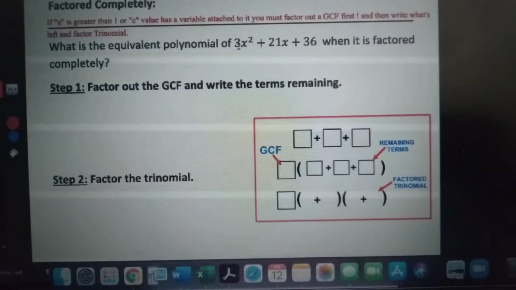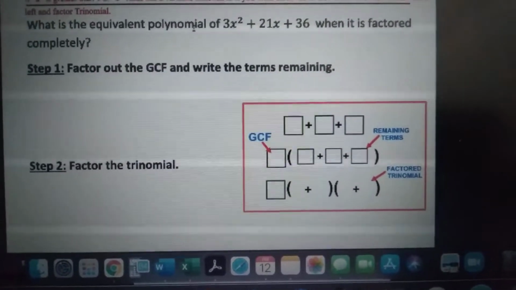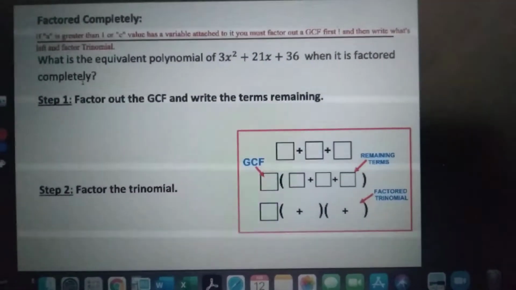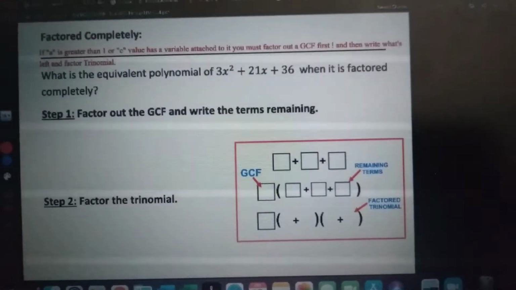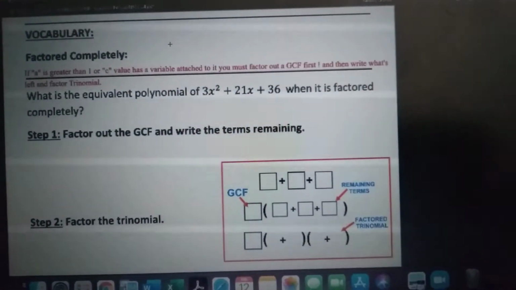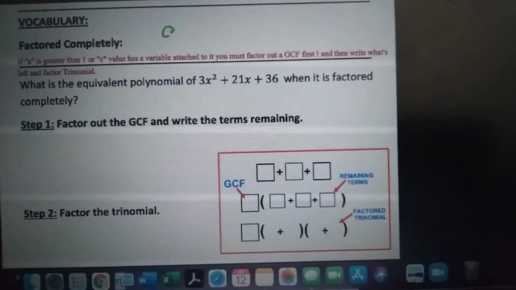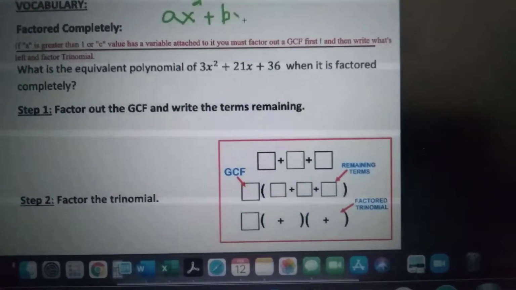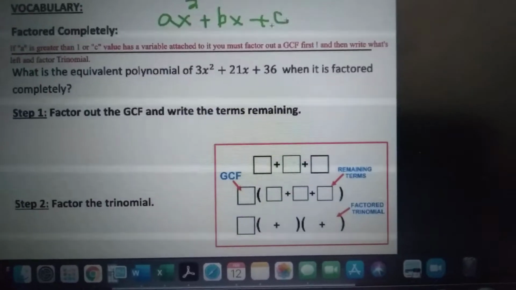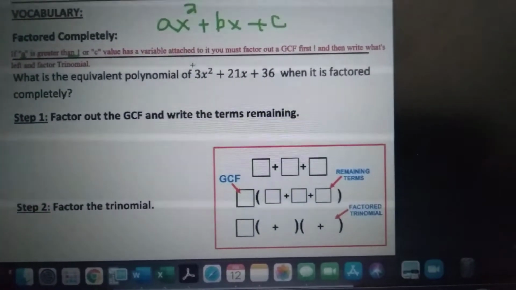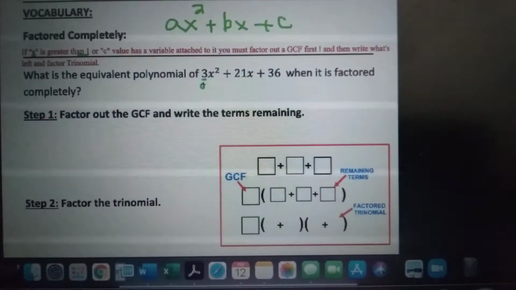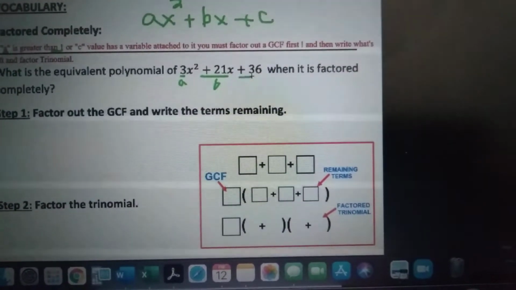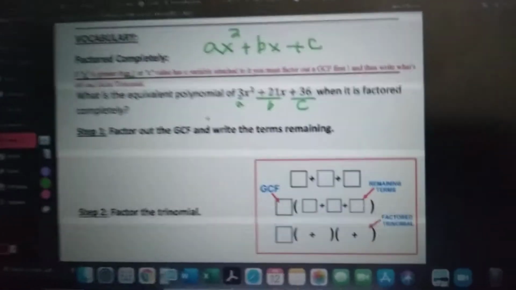So here's an example. What is the equivalent polynomial of 3x squared plus 21x plus 36 when it is factored completely? So take a look. Again, what do we know about a trinomial in standard form? It's supposed to be ax squared plus bx plus c. If a is greater than 1, take a look. 3 is a. B is plus 21. C is plus 36. Does everyone understand that?